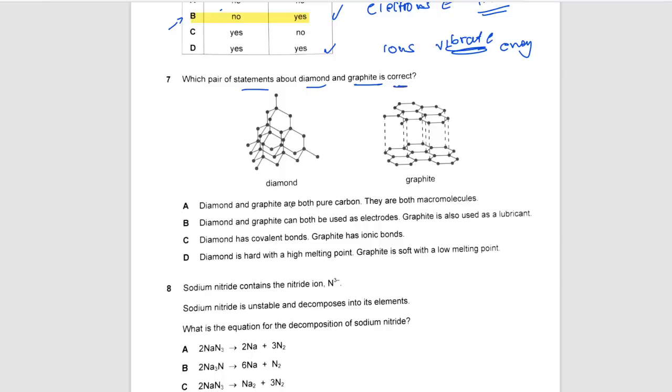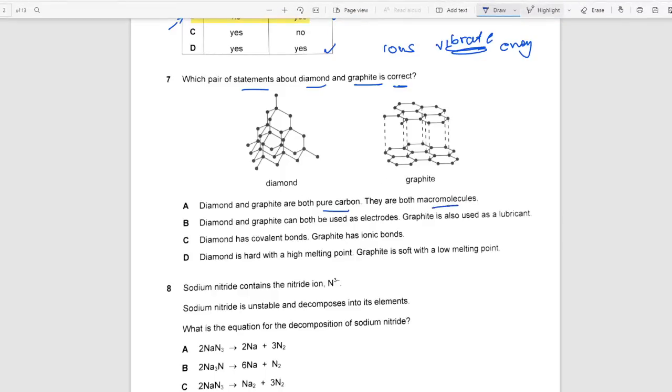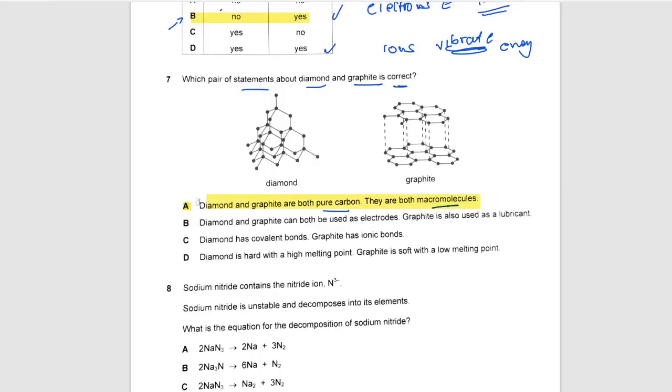Let's see. Diamond and graphite are both pure carbons. Yes, they're both pure carbons. We know them as both made up of carbons, and they both are macromolecules. Yes, so the answer for A is correct. But let's have a look at the other answers.